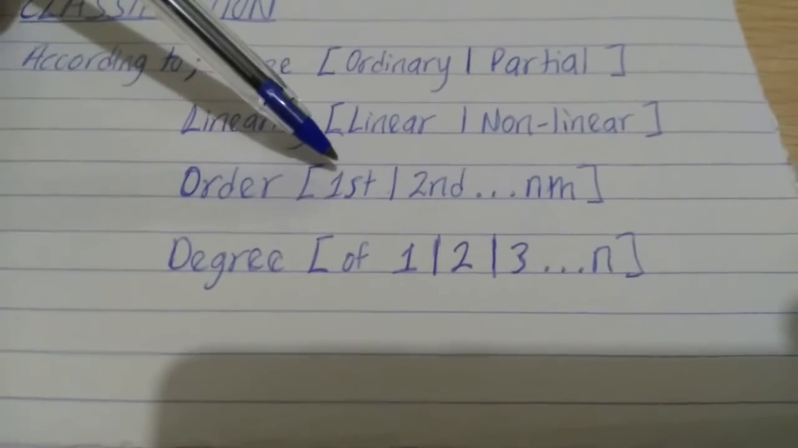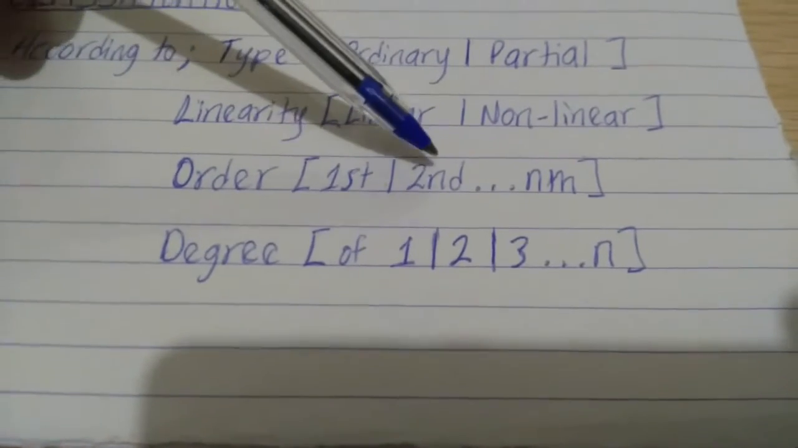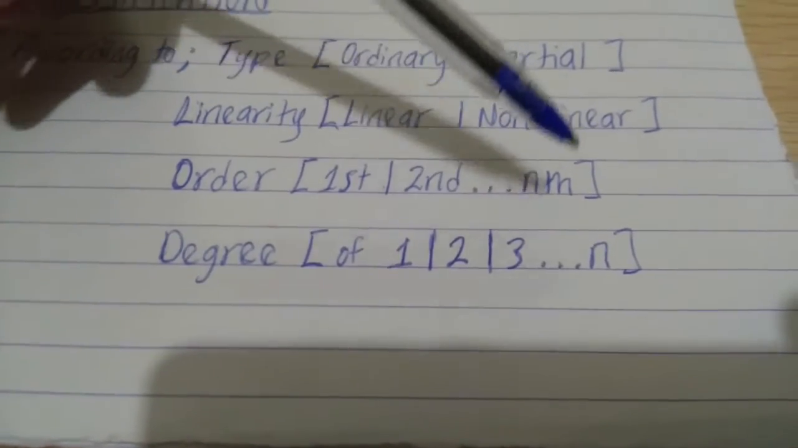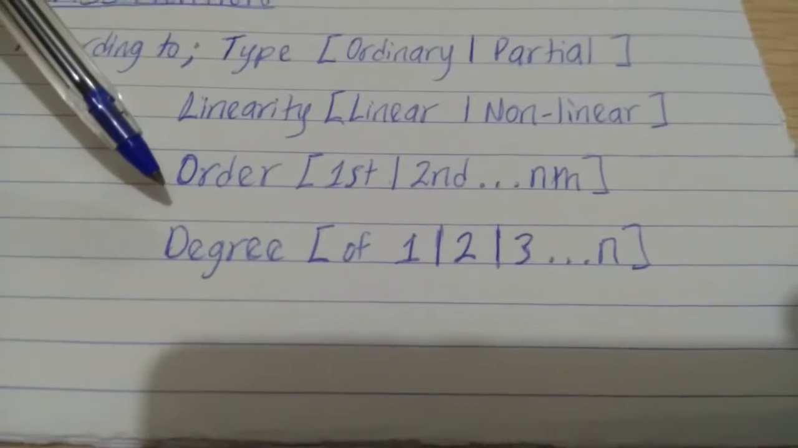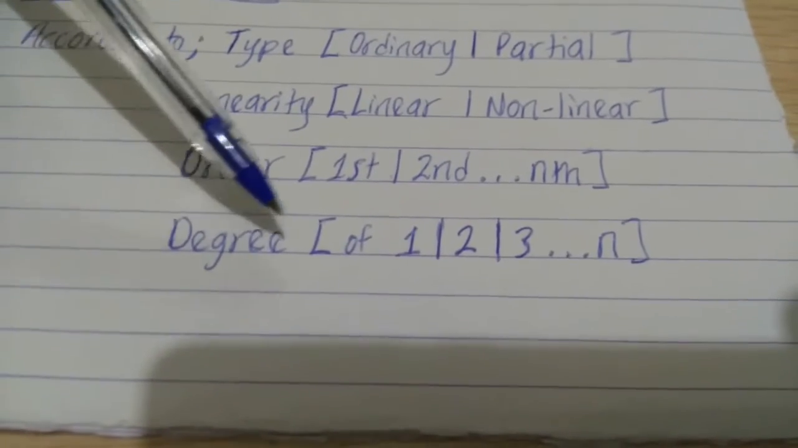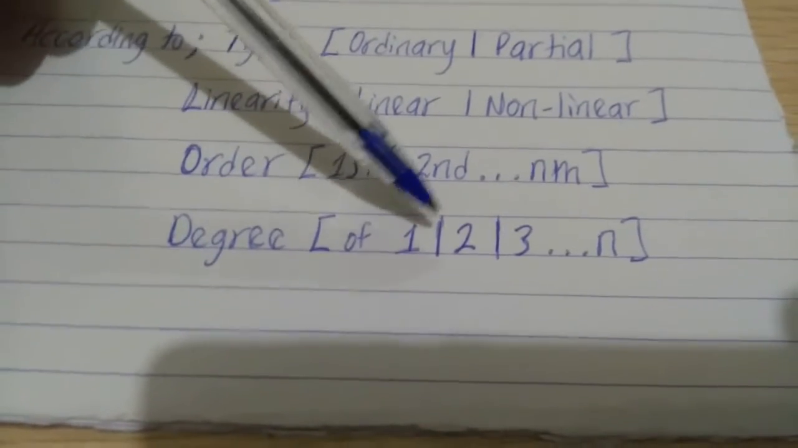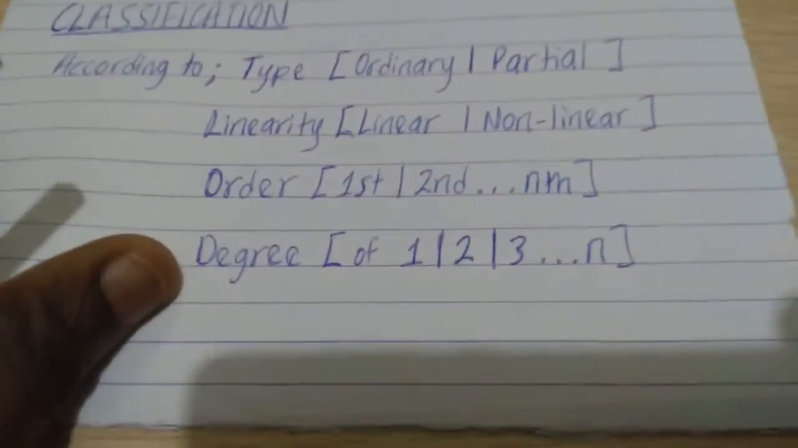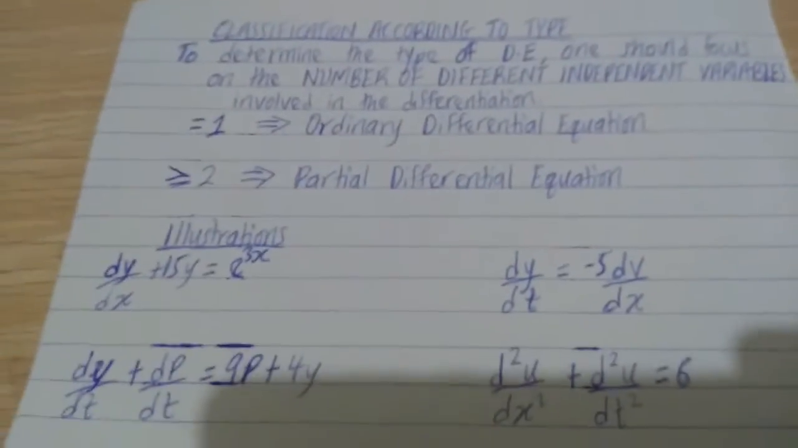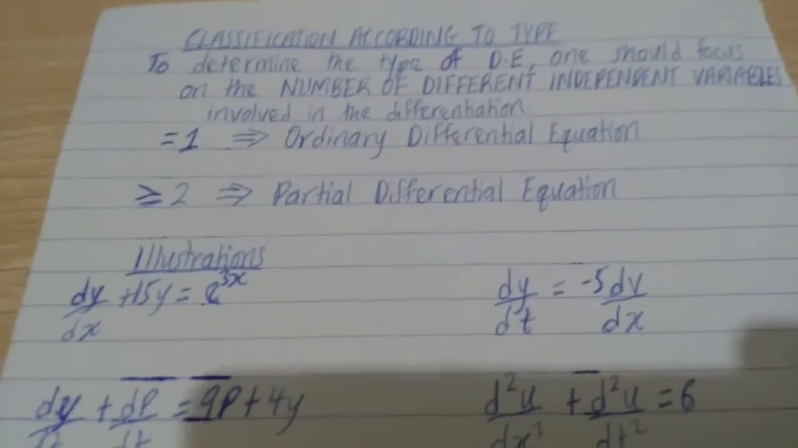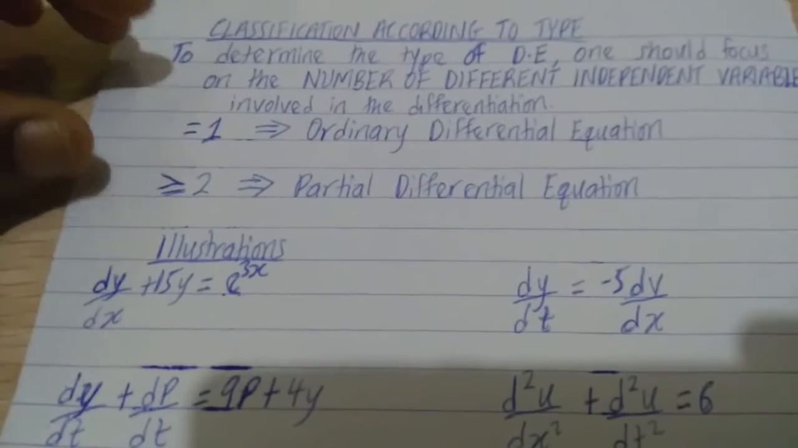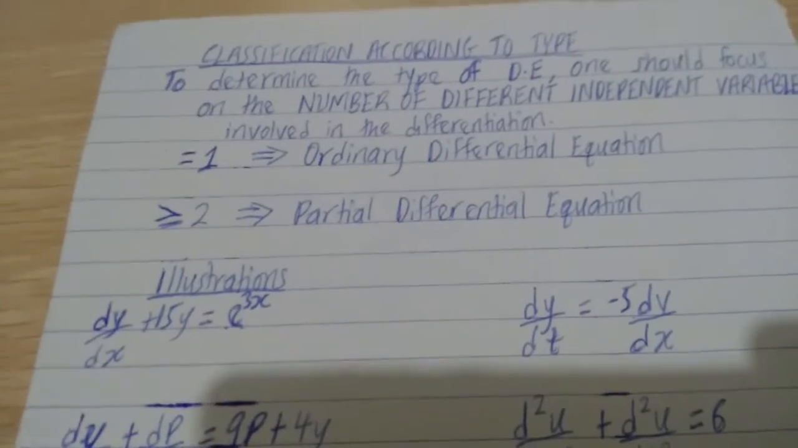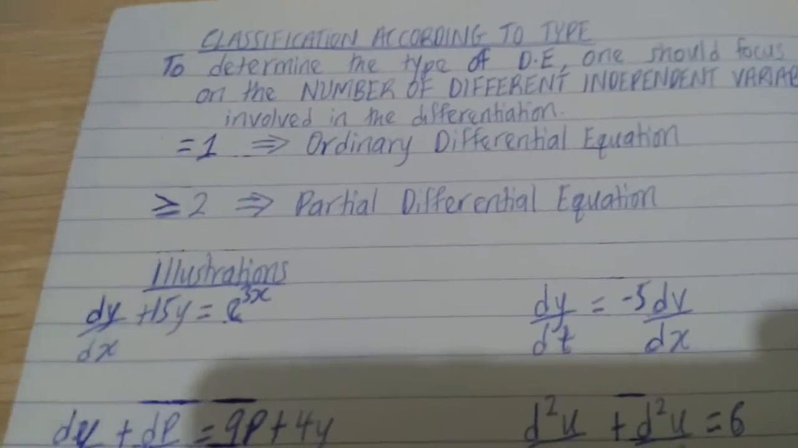Okay, so we have first order differential equations, second order differential equations, still nth order differential equations, and then we also have the degree. So it can have a degree of 1, 2, 3, or to n. So let's move on. Okay, so we look at classification according to type. We mentioned classification according to type earlier, in the just past card.